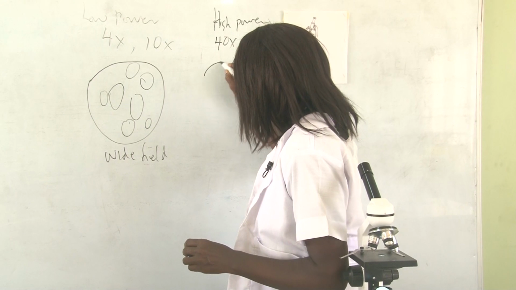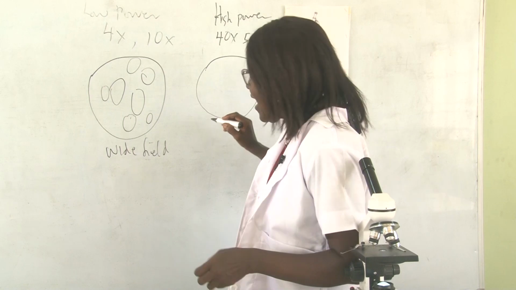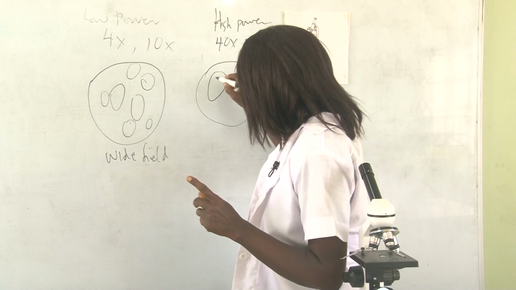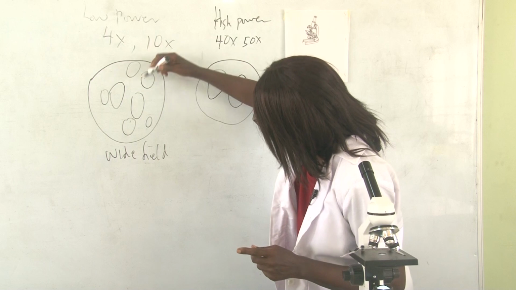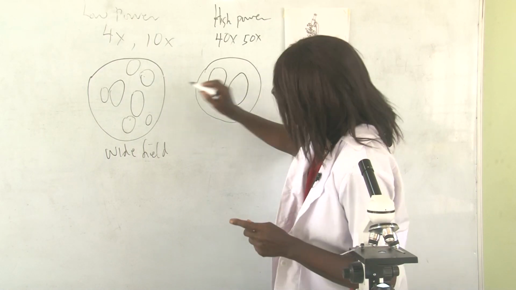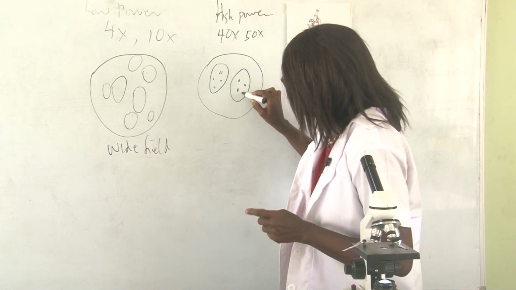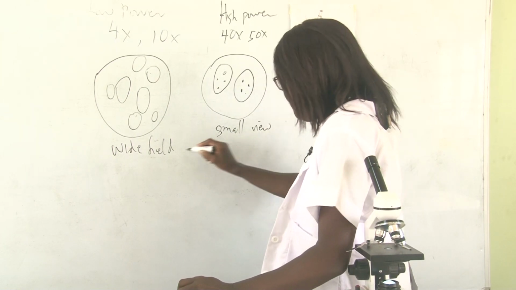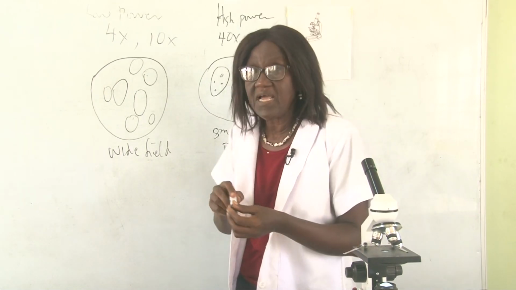But with high power, you have a small field of view. You can have just these two structures. But you see a bit more detail. Small field of view, but detailed. That's the difference between high power and low power magnification.